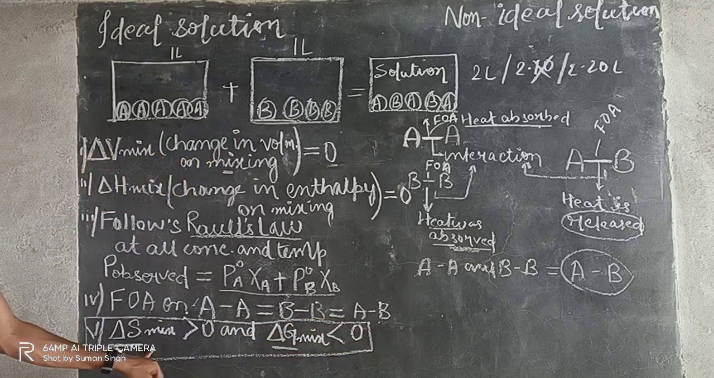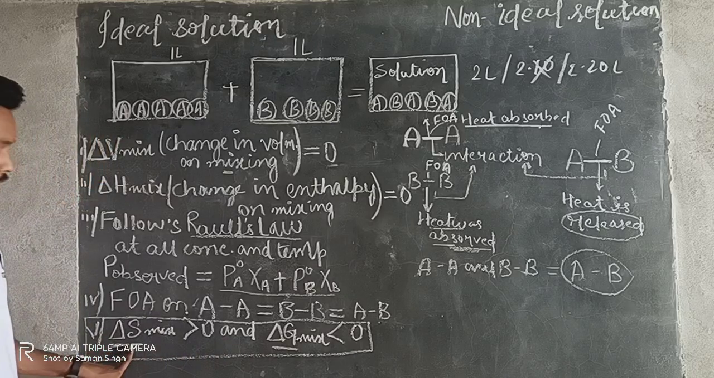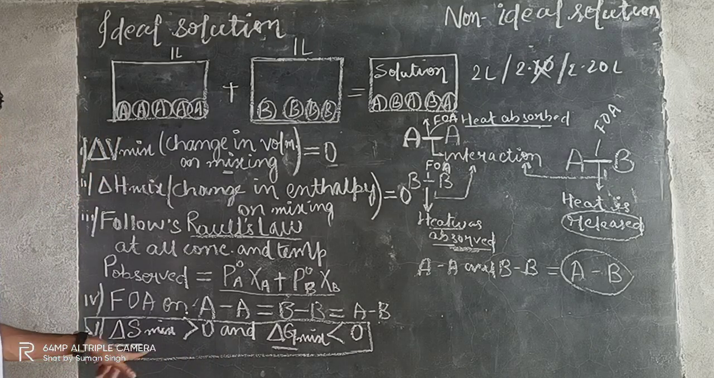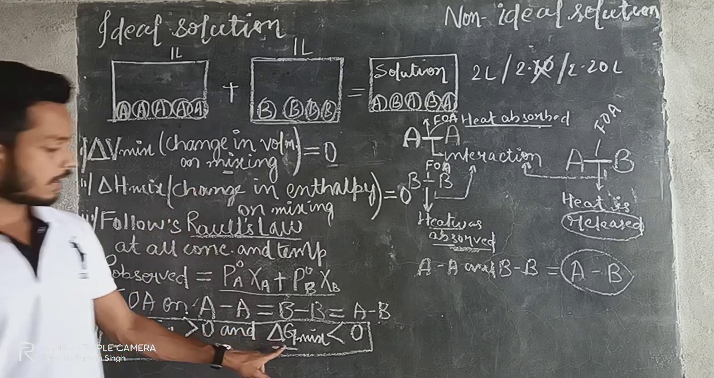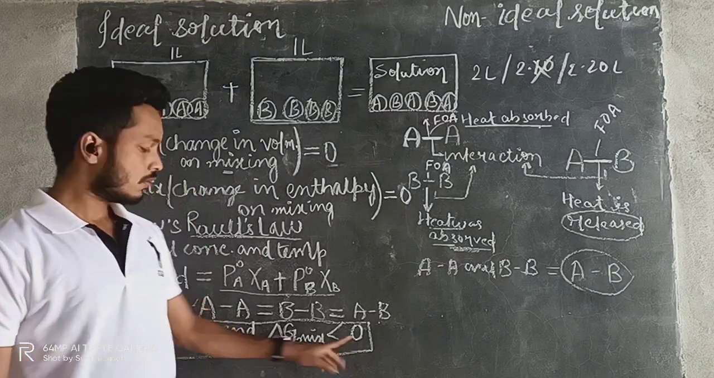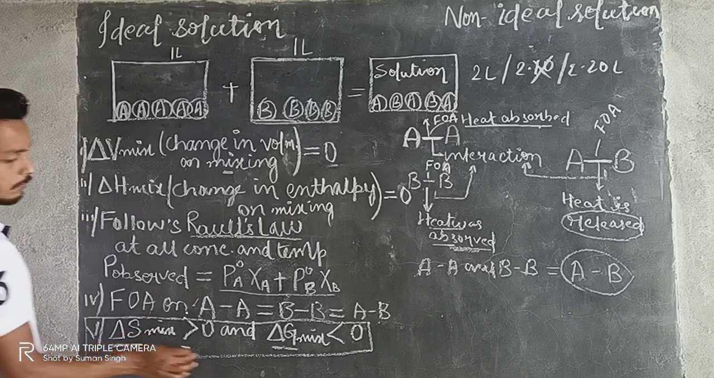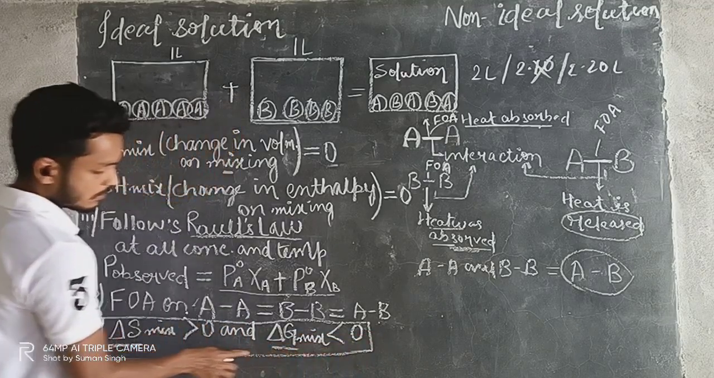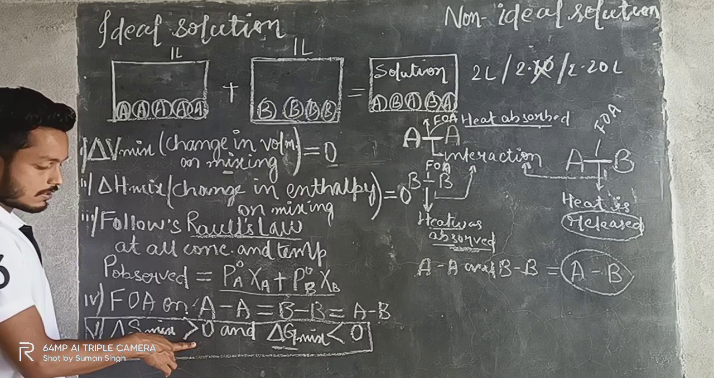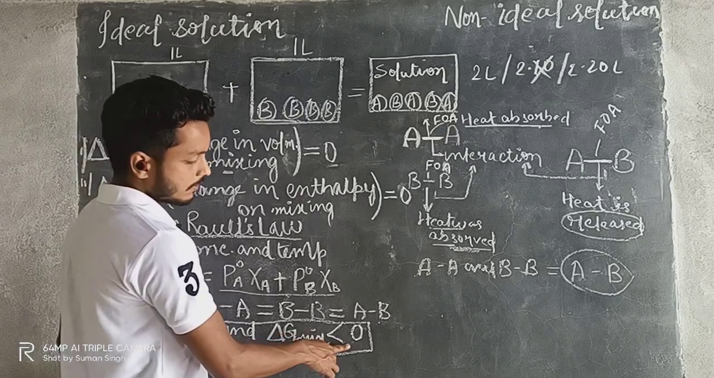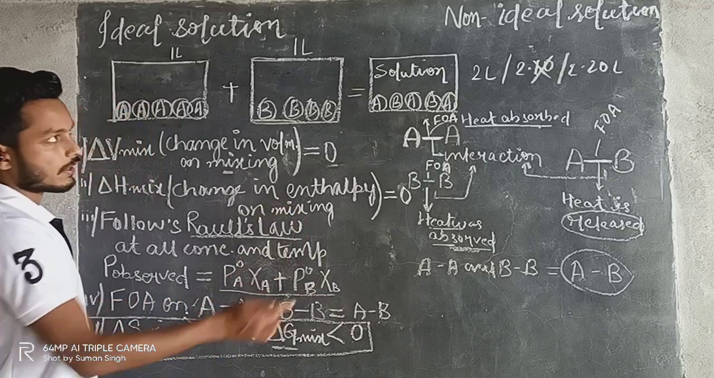Del S mixing and del G mixing: this is the change in entropy on mixing. It is greater than 0, and del G mixing will be smaller than 0. So it is for both ideal and non-ideal solution. Okay, this condition will not change. Del S mixing will always be greater than 0, and del G mixing will always be smaller than 0. So this is both for ideal and non-ideal solution.